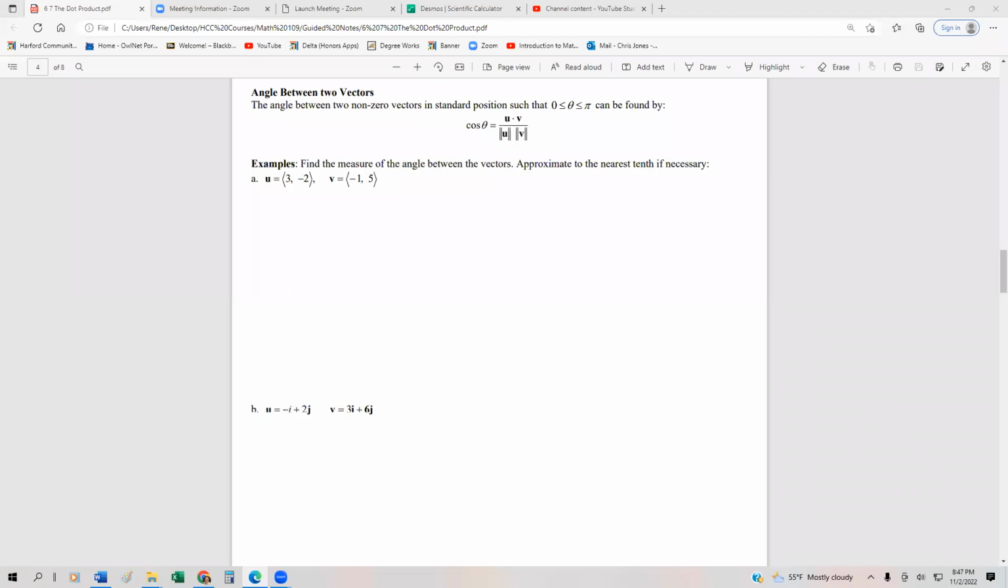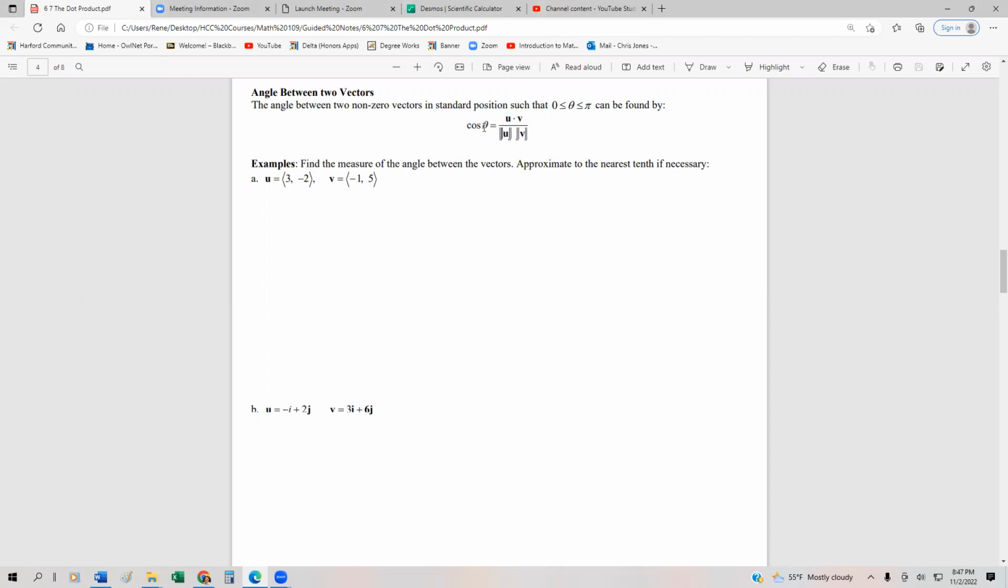In the previous video, we looked at the dot product. So in this video, we're going to take a look at two of the ways that we can use the dot product. Let's say for some reason that we have an angle between two non-zero vectors in standard position, such that the angle is between 0 and pi. Well, we can find that angle by using this formula.